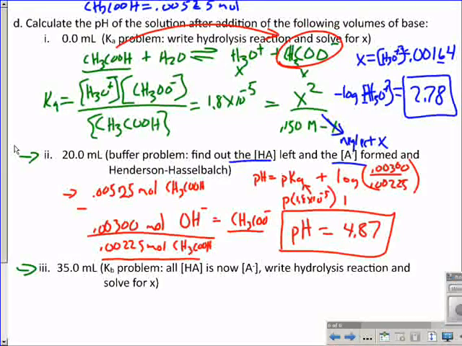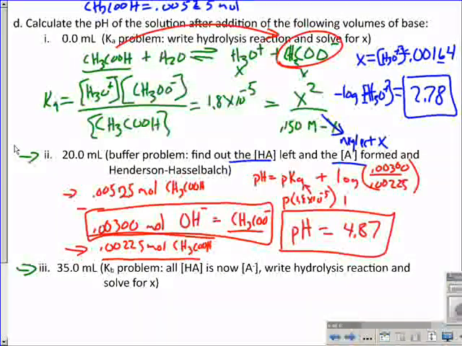So really, if I had a bunch of volumes before 35.0, I would do this. I would find out how much of this I neutralized, see what of this is left. That would go on the bottom, and however much I was neutralizing would go on top. Just plug them back in Henderson-Hasselbalch, and you can keep generating your pH values. So all those problems are going to look exactly the same.